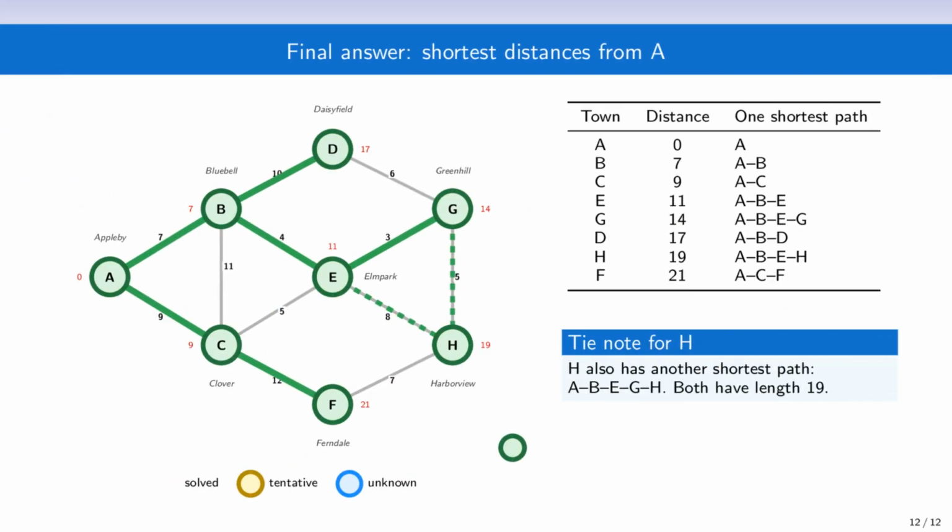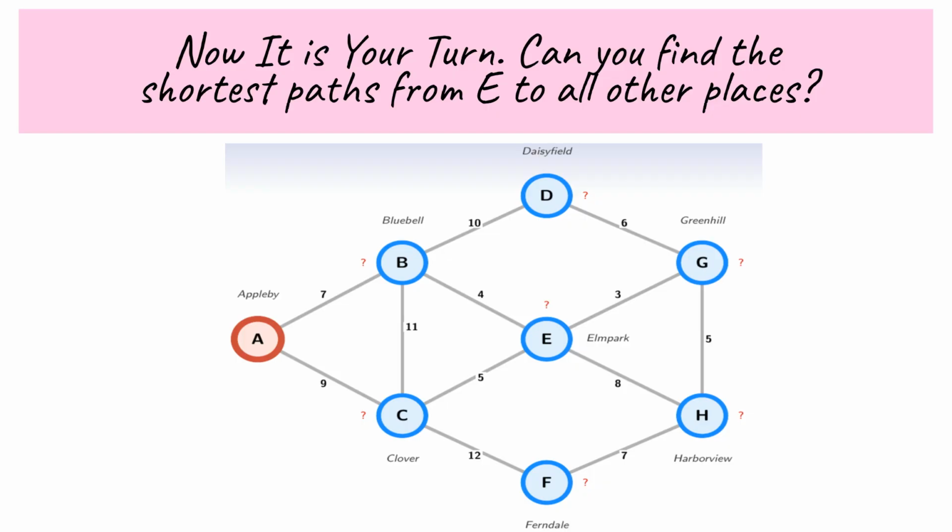This table displays the final shortest distances and paths from town A to all other locations. As noted, there is a tie for town H with two equally short paths available. Now it is your turn. Can you find the shortest paths from E to all other places?